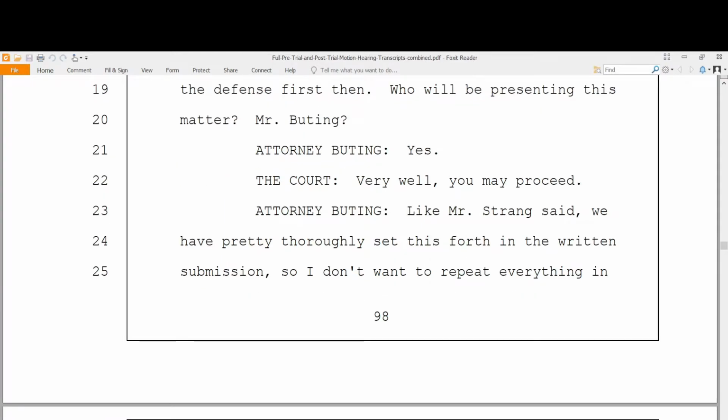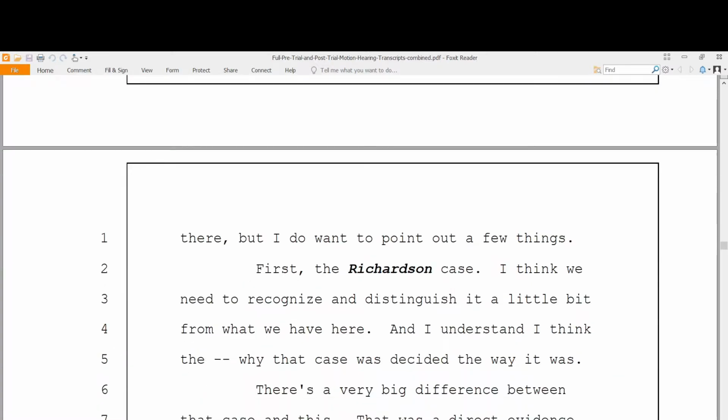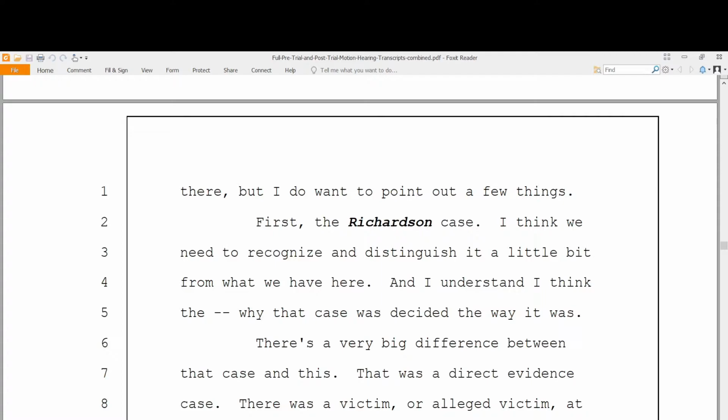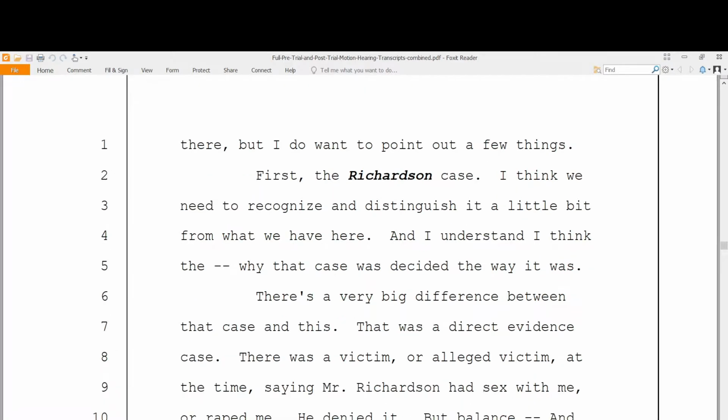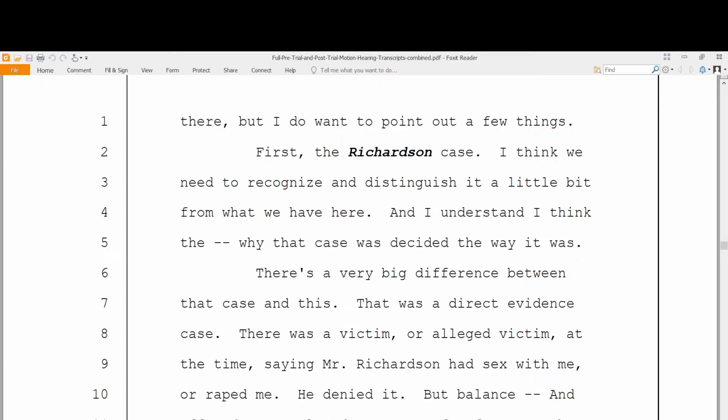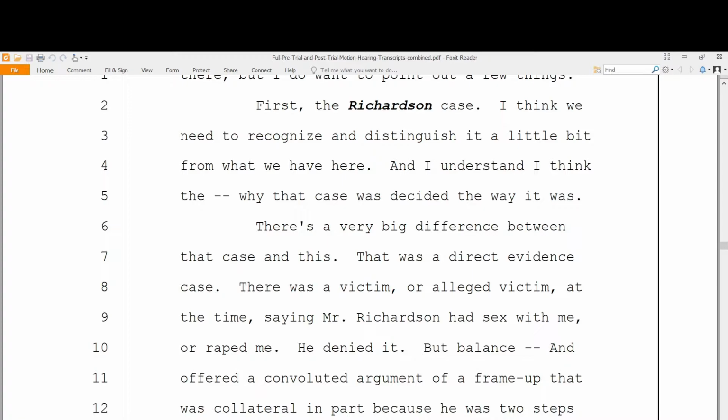Attorney Buting: Like Mr. Strang said, we have pretty thoroughly set this forth in written submissions, so I don't want to repeat everything in there, but I do want to point out a few things. First, the Richardson case. I think we need to recognize and distinguish it a little bit from what we have here. I understand why the case was decided the way it was. There's a very big difference between that case and this.